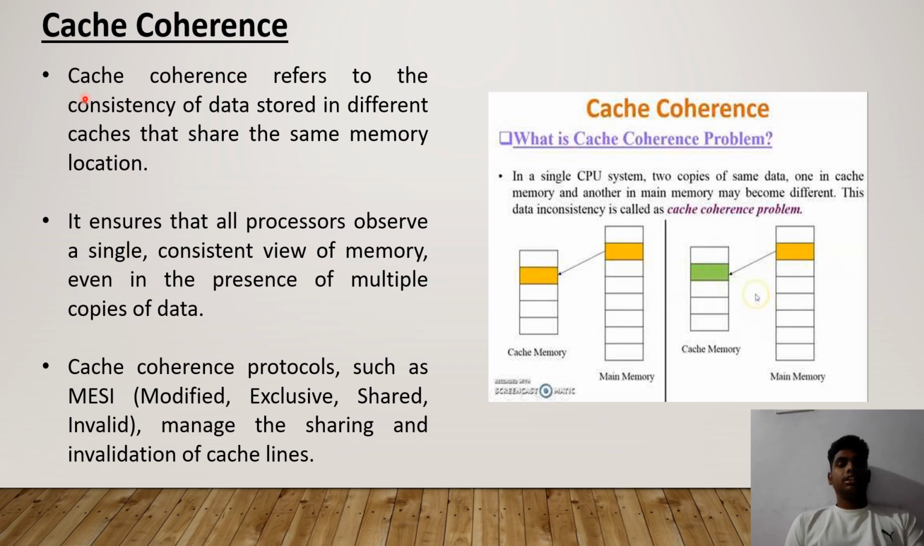Cache coherence. Cache coherence refers to the consistency of data stored in different caches that share the same memory allocation. It ensures that all processors observe a single consistent view of memory, even in the presence of multiple copies of data. Cache coherence protocols such as MESI, modified, exclusive, shared, invalid, manage the sharing and invalidation of cache lines.